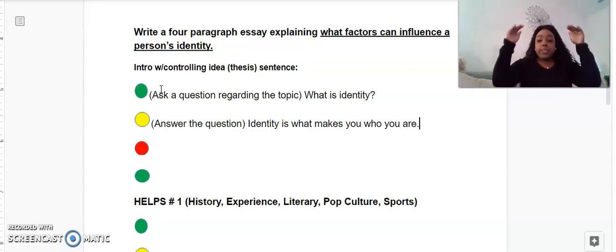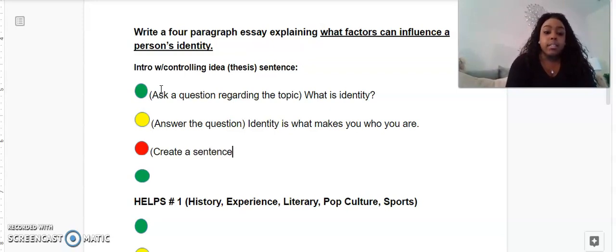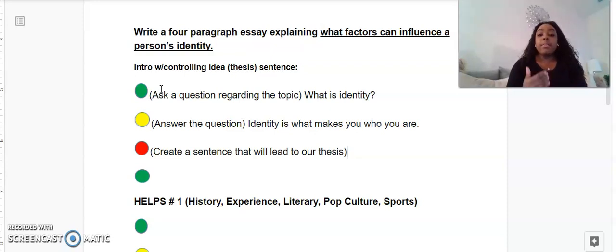Okay, so we asked the question, what is identity? Then we identified what identity means, and now we want to get even more specific, using our topic. So remember, our topic says what factors can influence a person's identity. So now maybe we want to make a general statement about factors. Here, just a rule of thumb, we're going to use the red to create a sentence that will lead to our thesis statement, because our thesis is the most specific sentence that we'll have in our introduction.